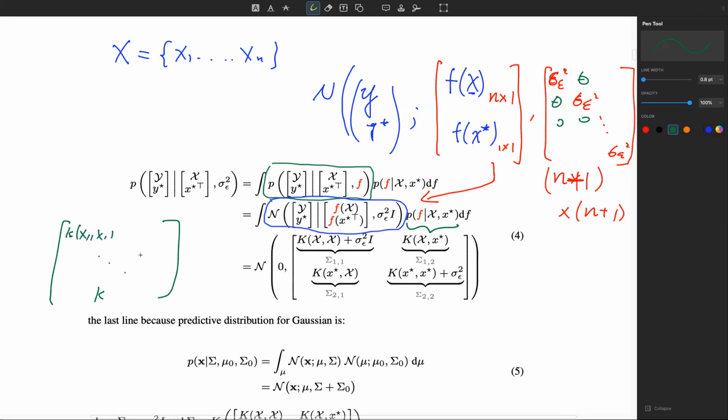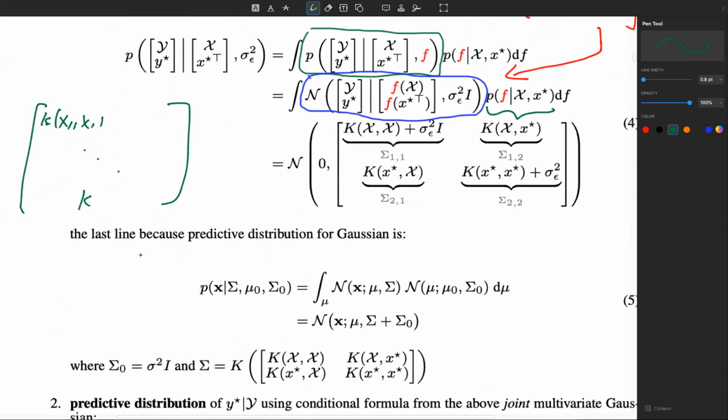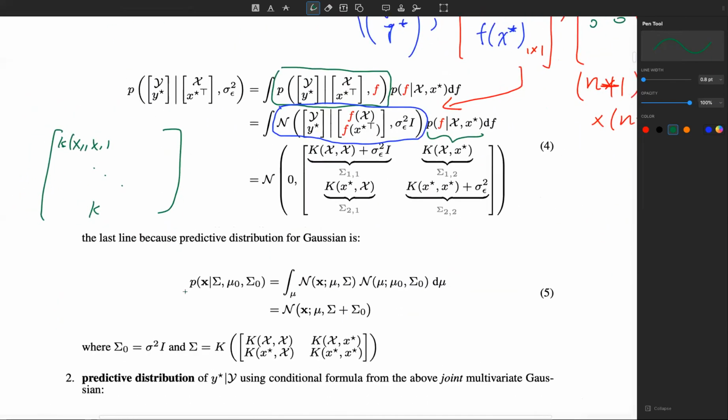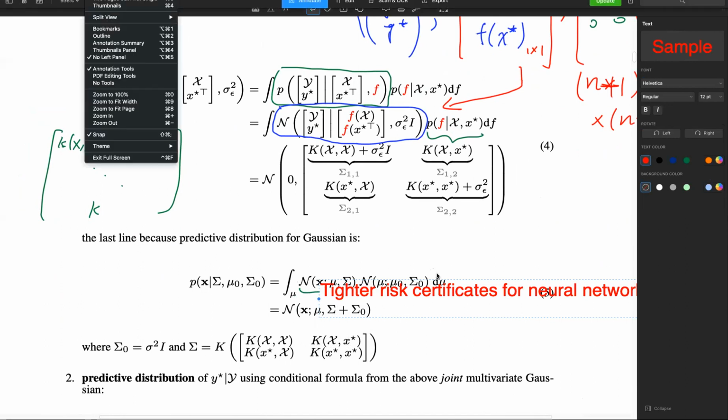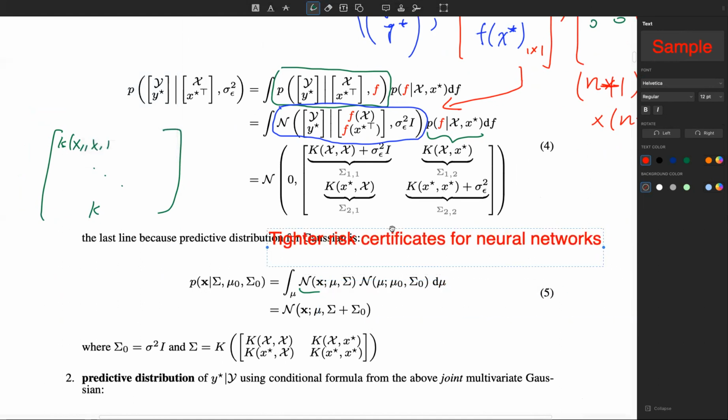So when you are doing your predictive distribution for a title, risk city before neural networks. I don't know where that came from, but I will get rid of this.